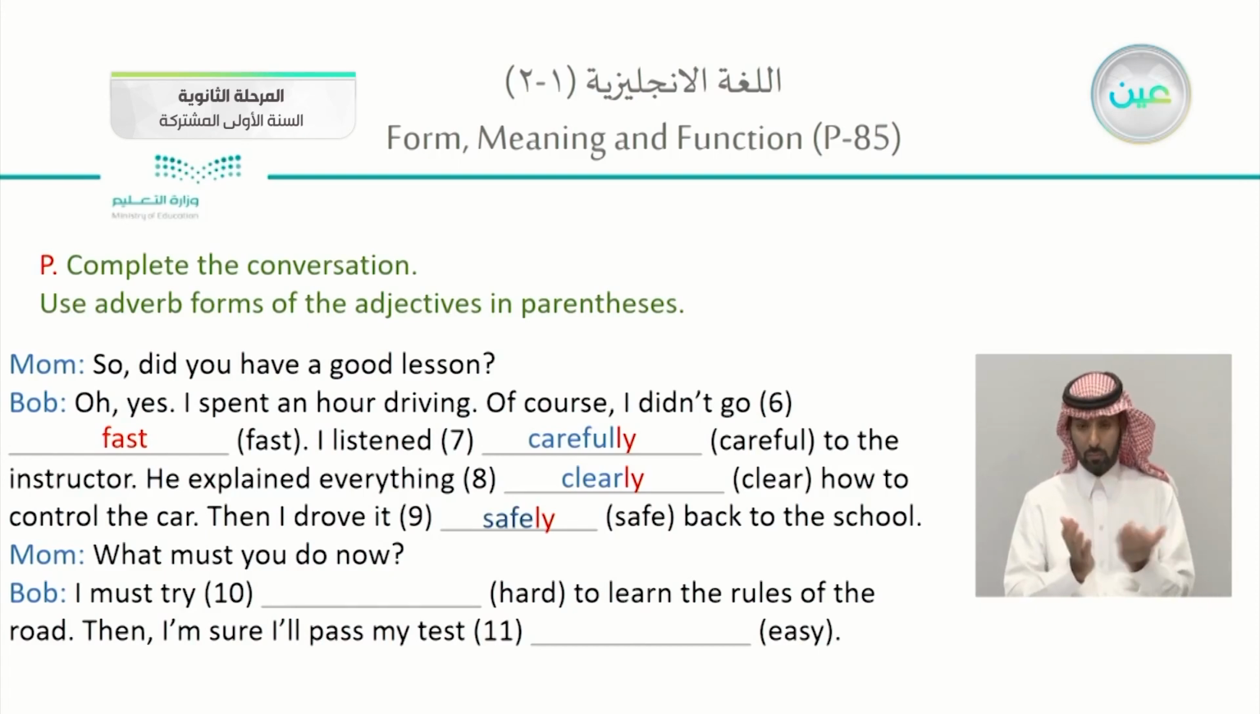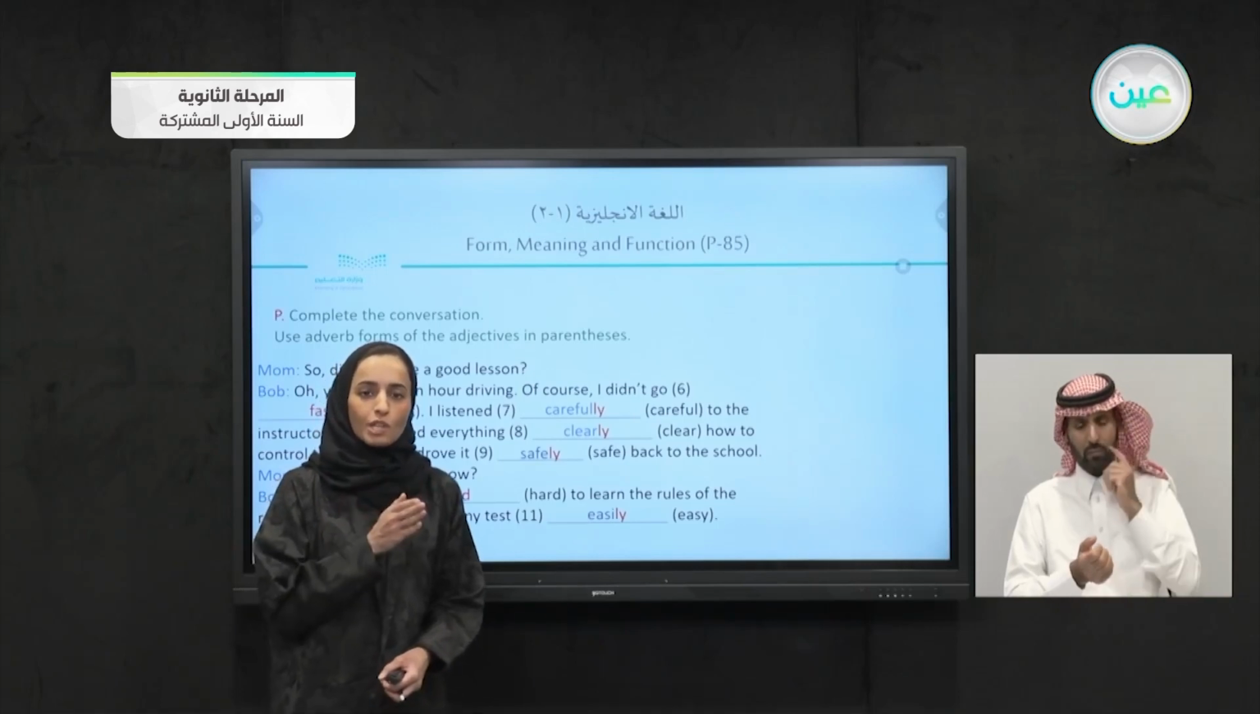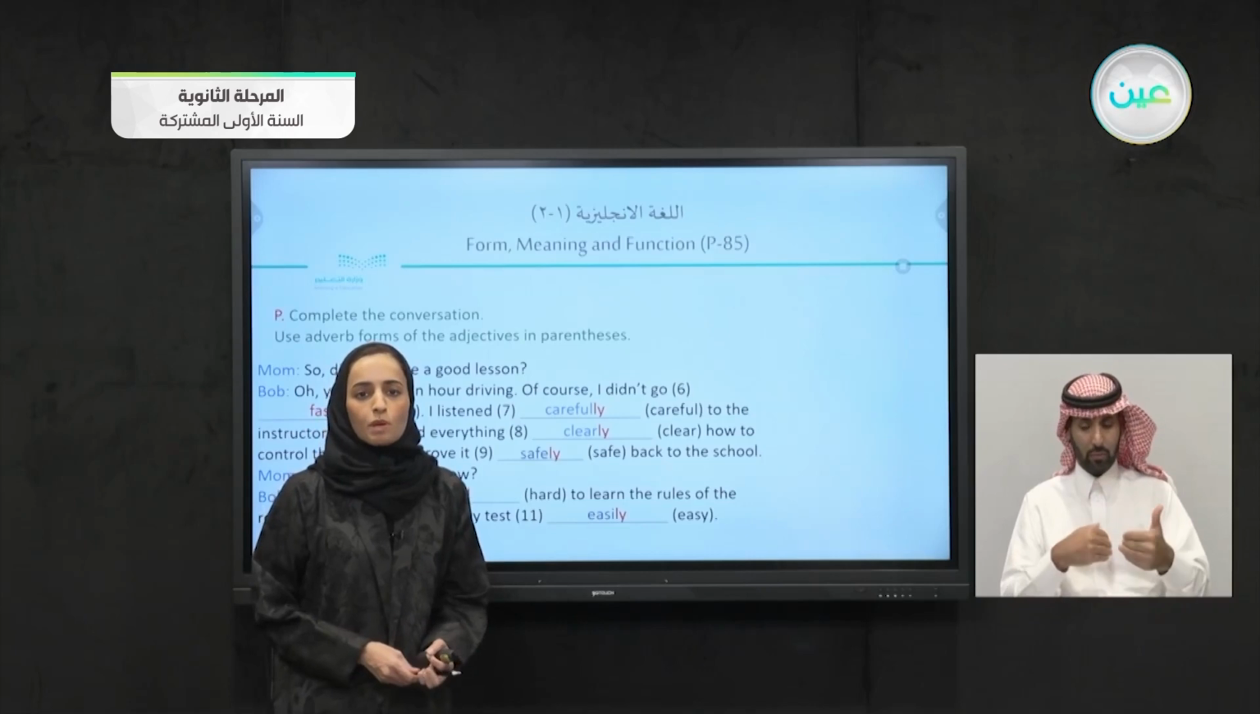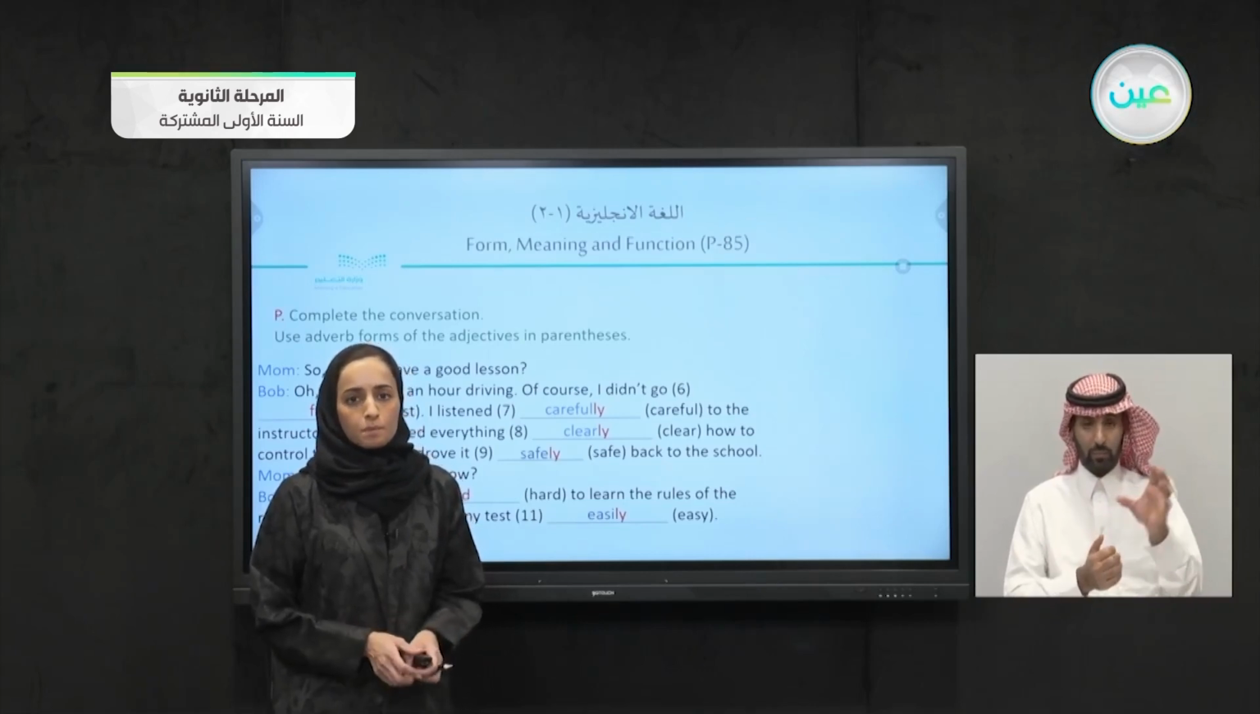Mom, what must you do now? Bob, I must try. We're having hard. I try hard, hard. Irregular, the same adjective and the adverb, to learn the rules of the road. Then I am sure I will pass the test easy, in an easy way, so easily. So usually to an adjective, we will add ly to it, so we will have an adverb. However, sometimes like good will be well, late, hard will be the same.